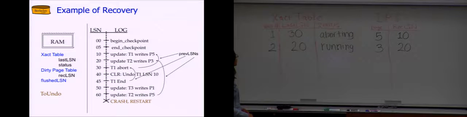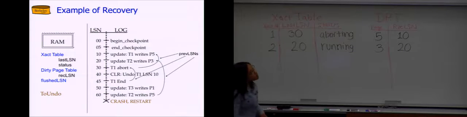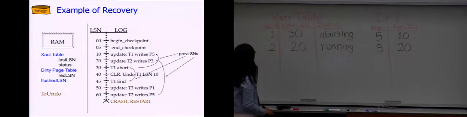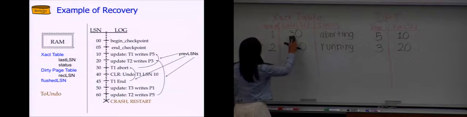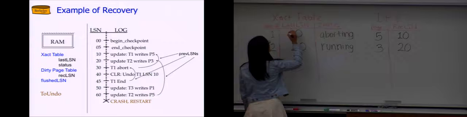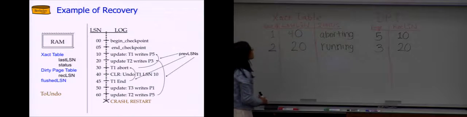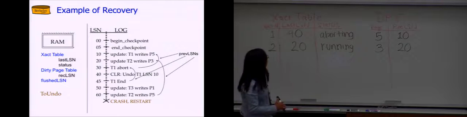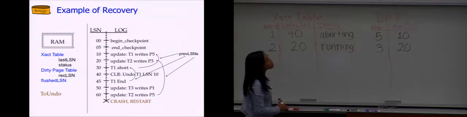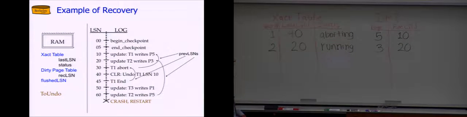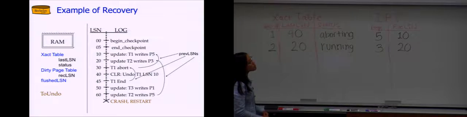All right. So any change to the transaction table for log sequence number 40? What do we change in the transaction table? Last LSN changes to 40 for transaction 1. Awesome. What about the DPT? Remember, this is undoing LSN 10, so it's writing to P5. Do we change something in the DPT? No. Good answer, because the rec LSN reflects that first change we made when we brought it off the disk. It doesn't change when we change it again if it stayed in memory. Okay, so no change to the dirty page table.